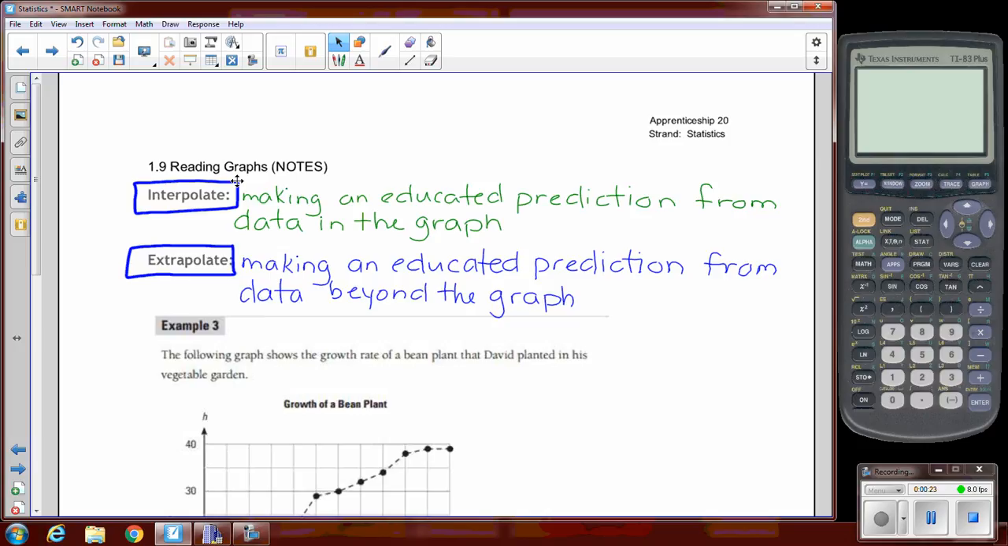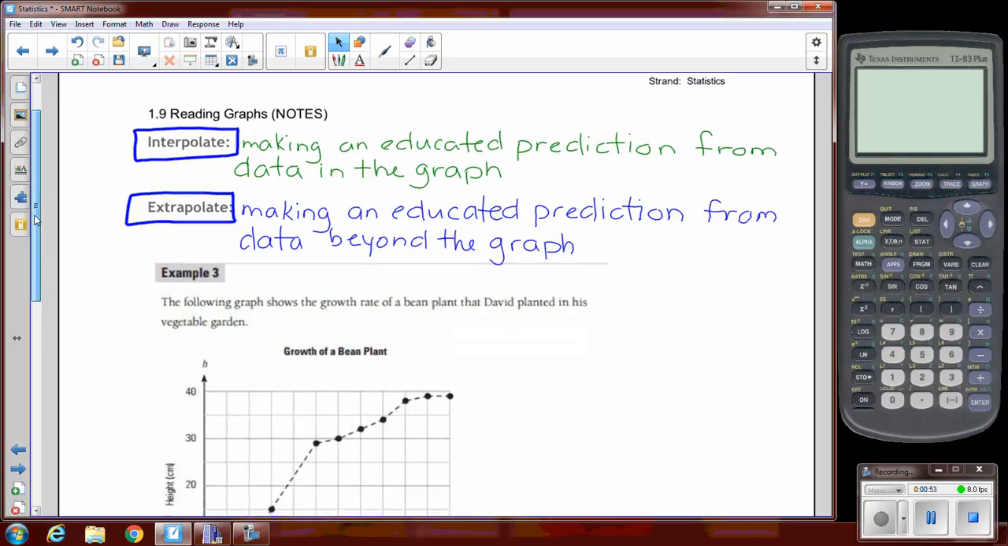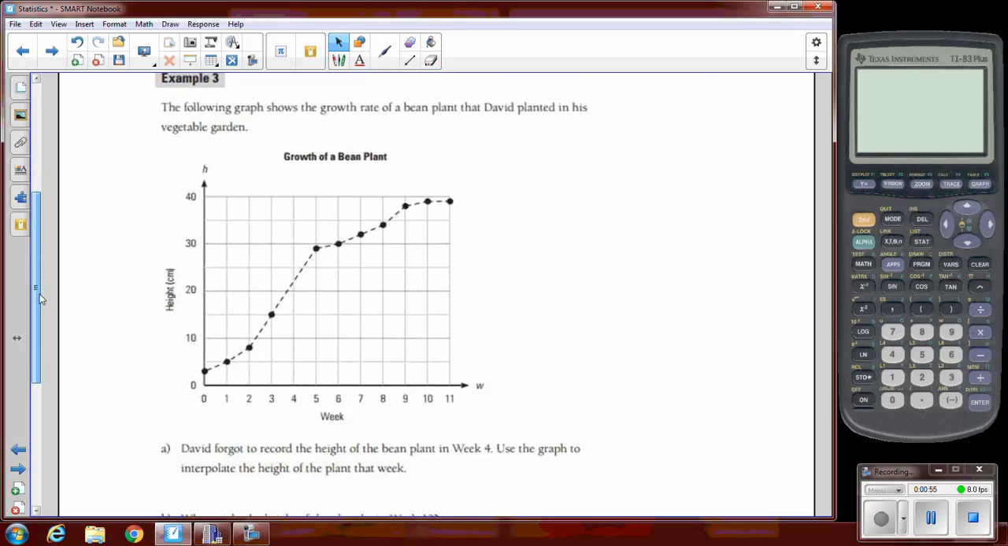Now when we interpolate, we're making an educated prediction from data within the graph. So it's actually in the line, something we can see. If we're going to extrapolate, that means we're making an educated guess from data that's not contained in the graph. Basically, we look at the graph, look for a trend, and then go beyond where the graph actually is and say, well, if the graph continued, I think it would be about here. So we try to use the trend to see what could happen beyond what's provided in the graph. So we'll look at this first example.